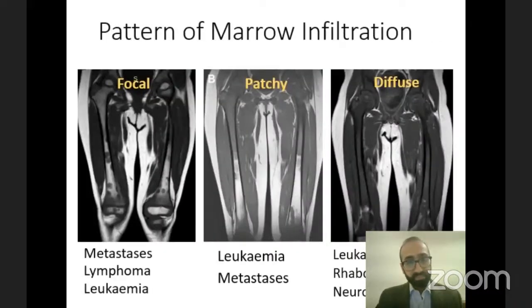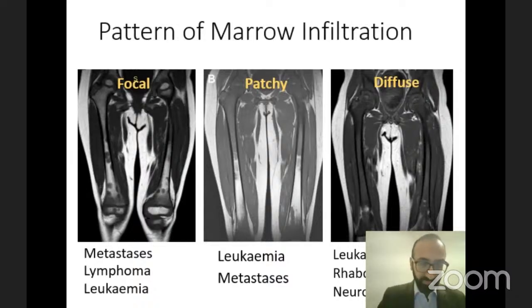So there are these different broad categories of marrow infiltration. And so that's focal, patchy, and diffuse. And I put up images of each. And these are all 3 different patients. I think they're all young teenagers, actually, so they're not too dissimilar, perhaps, in an age group. And these are all T1 weighted images.